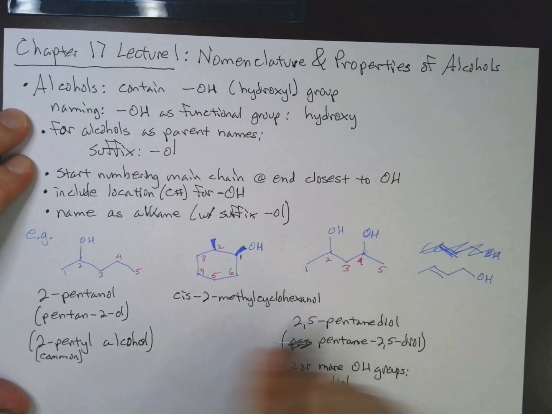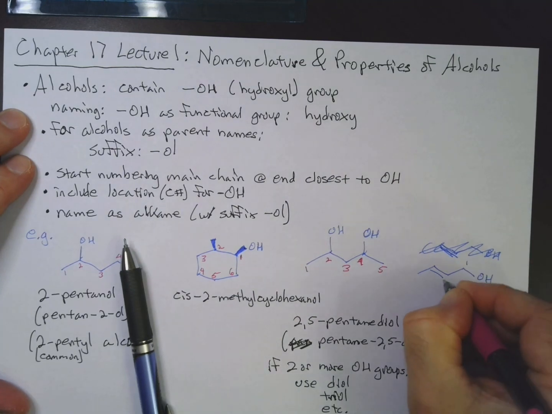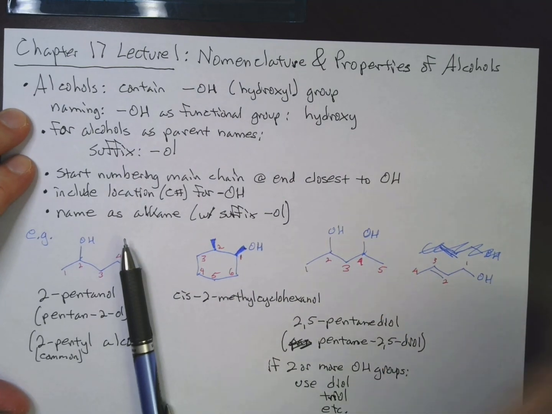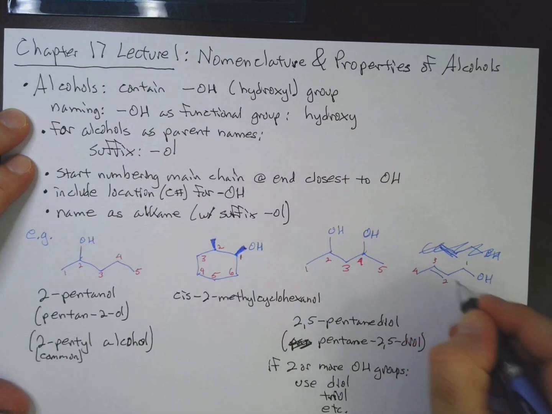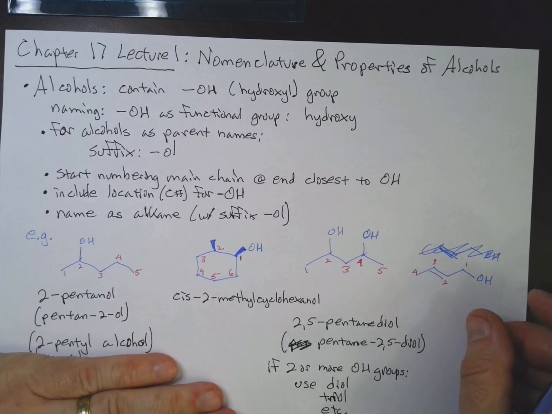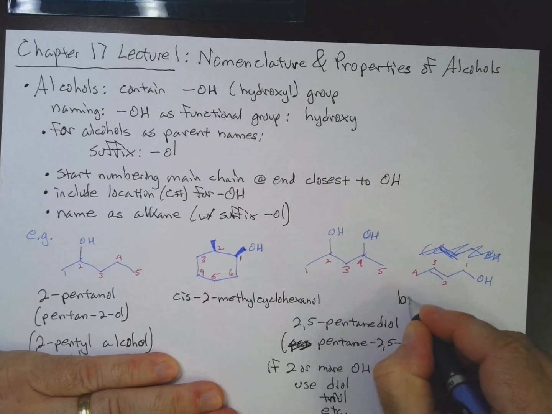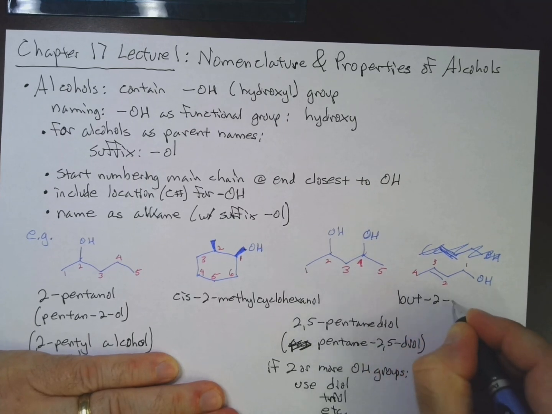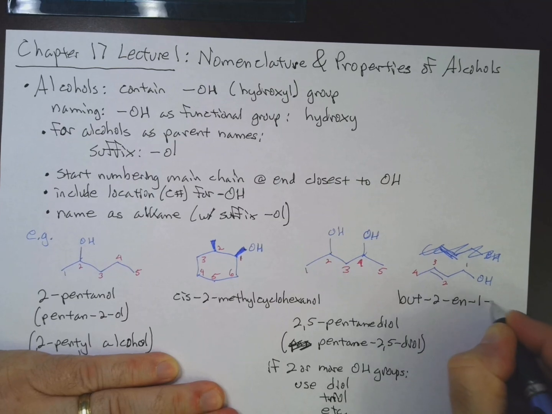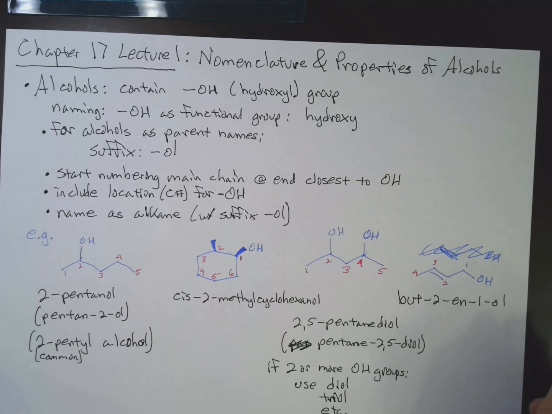All right. And then this last one here, 1, 2, 3, 4. Well, I have an ene in here too, so this one gets a little tricky. It becomes tricky because if you stick a 1 and a 2 out front of the name, it's hard to know which one refers to which, the OH or the double bond. So the best thing to do is call it but-2-en-1-ol. So it is a butenol.